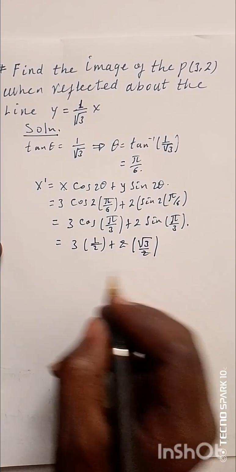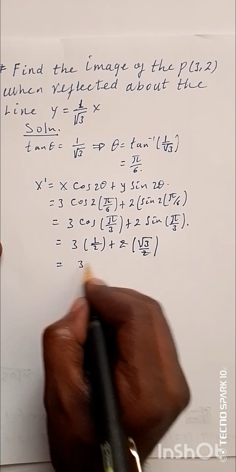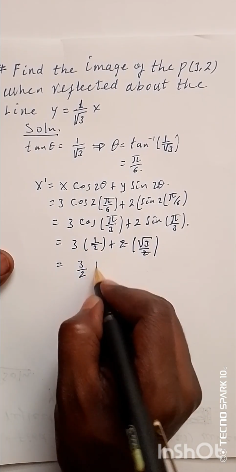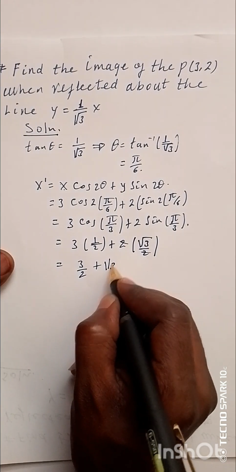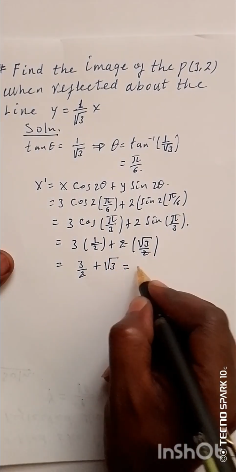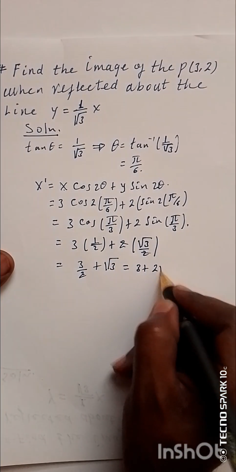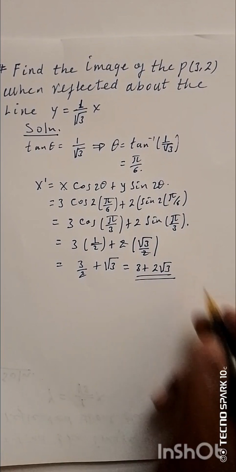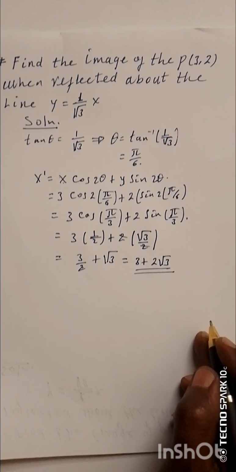Then the 2 is cancelled by the 2. Then we have 3 over 2 plus root 3. This gives (3 + 2√3)/2. And this one is for x prime.